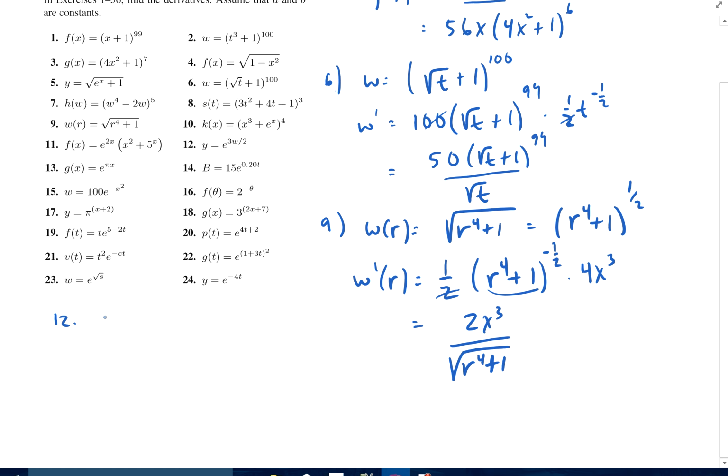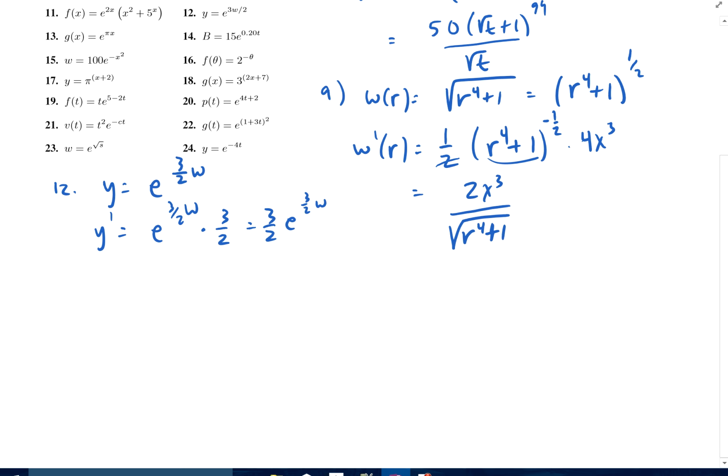12, y equals e to the 3w over 2. You have to recognize that's 3/2 w. So y prime is e to the 3/2 w, because the outside function is e to the x, times the derivative of the inside, which would be 3/2. So it would just be 3/2 e to the 3/2 w.